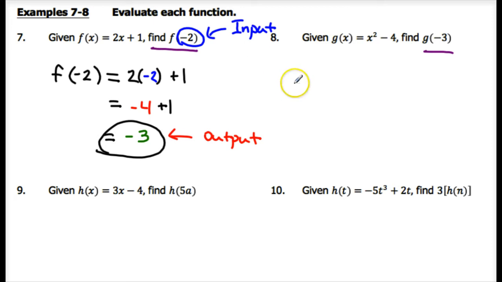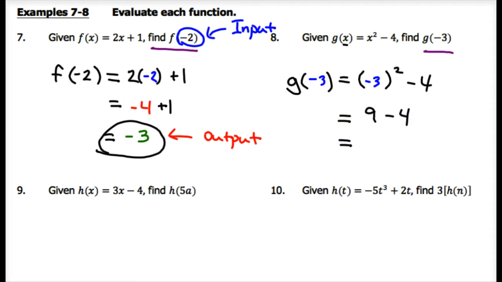So all that means is I need to take negative 3 and plug in -3 anywhere I see this variable. In this case, this is an x. So x squared minus 4 is the other side of my equation. So I'm going to take -3 squared and then subtract 4. Well, -3 squared is positive 9, and then 9 minus 4 gives me 5. So 5 is my output for this function.